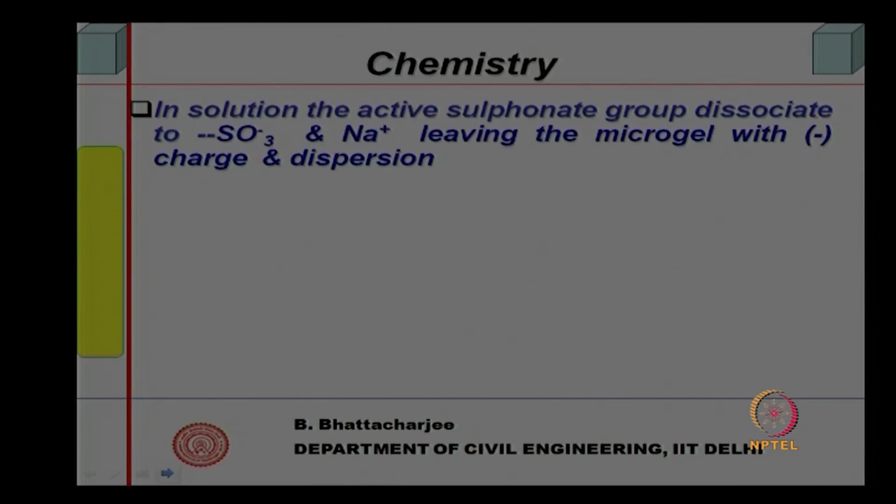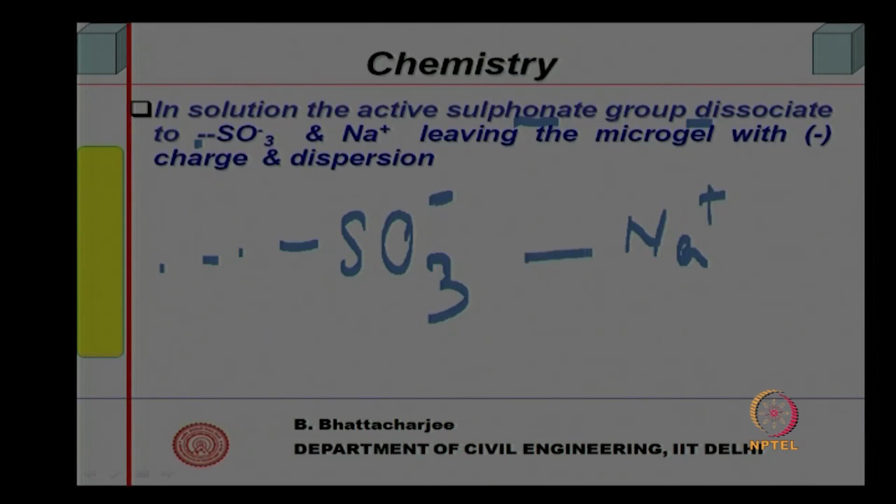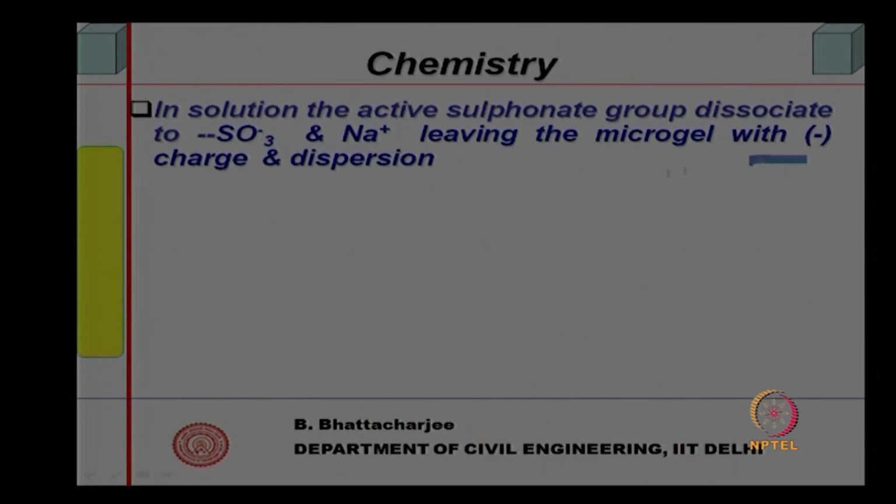And in the solution, what happens is the active sulfonate group dissociates to SO3 negative, plus the sodium. So sodium ion separates out, leaving this portion negatively charged. Therefore, the microgel in the phenyl propane structure is left with negative charge. Now, if they are all negatively charged molecules, they will push the particles apart. So, that is the whole idea.